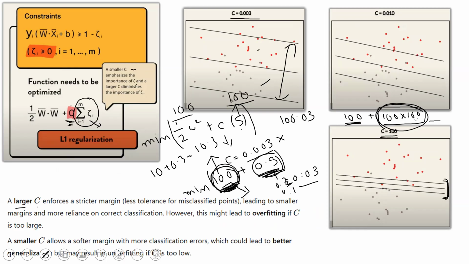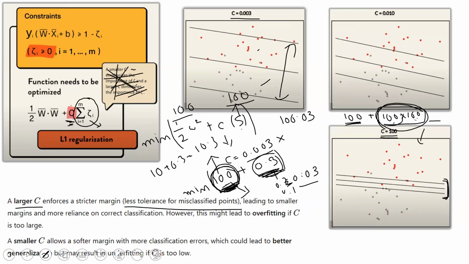With a larger C, there is less tolerance for misclassified points because it tries to minimize the slack when C is more. That means misclassified points should be fewer. When C is large, it will not allow more misclassifications. It tries to reduce the slack to a greater degree. Smaller margins and more reliance on correct classifications.